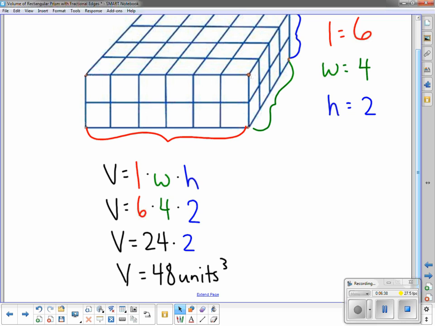That is because we're actually counting how many cubes can fit inside this rectangular prism, and cubes have 3 dimensions, and that is why we are measuring with 3-dimensional units.